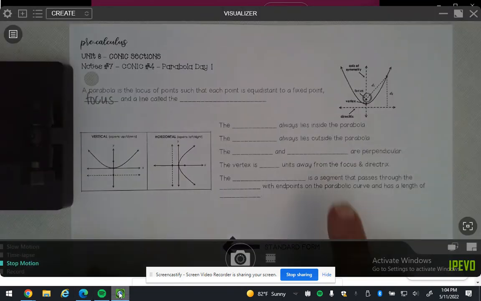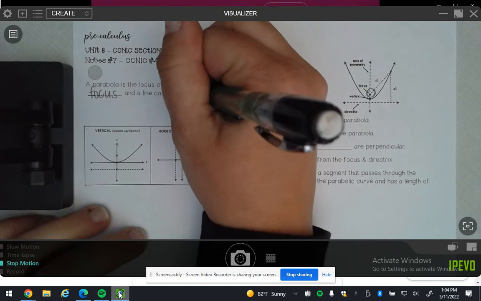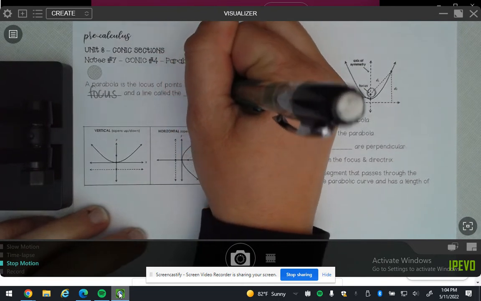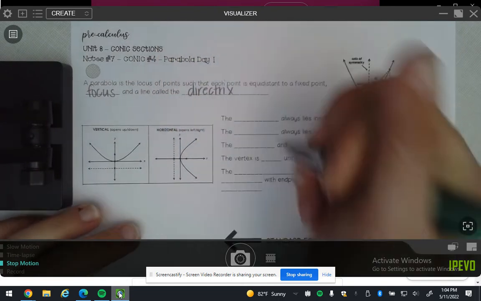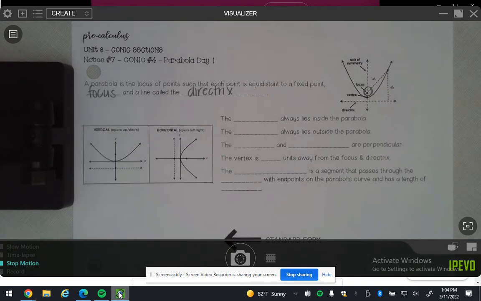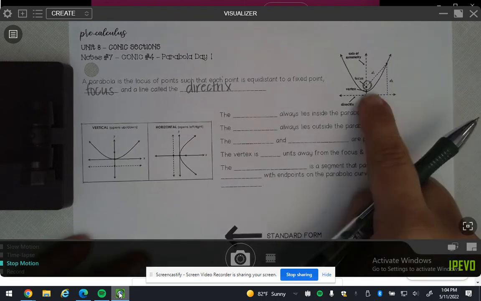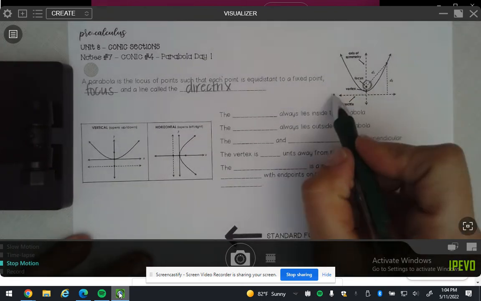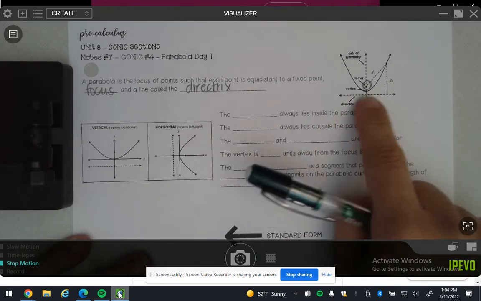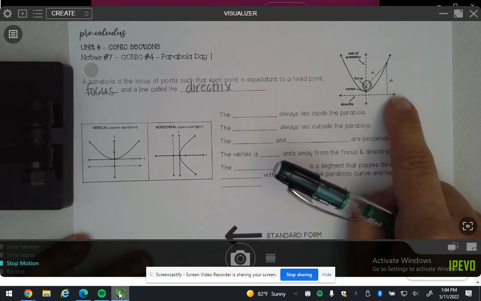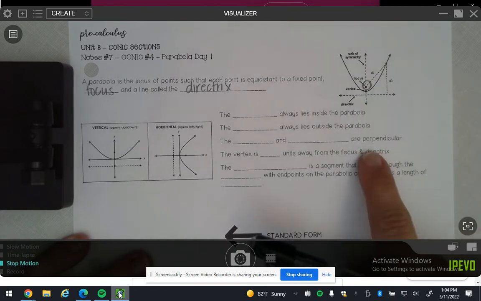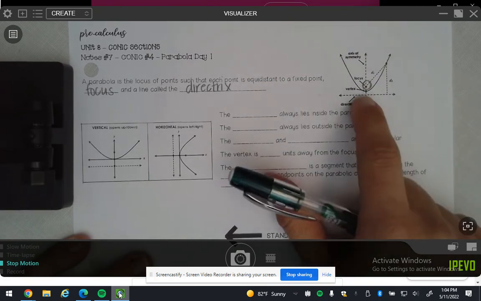Okay, focus is right here. Then we have a line called the directrix. Okay, focus, directrix. Now your directrix is a dashed line. You also have your axis of symmetry. You also are going to have a vertex.